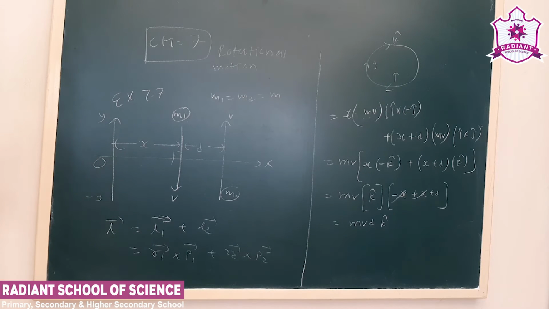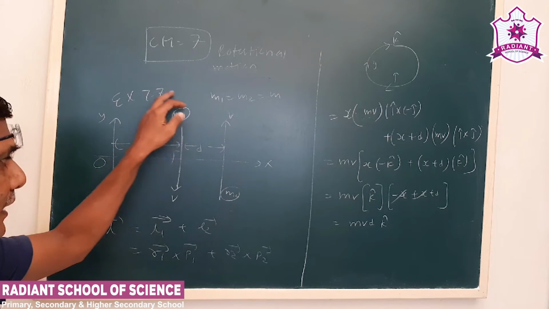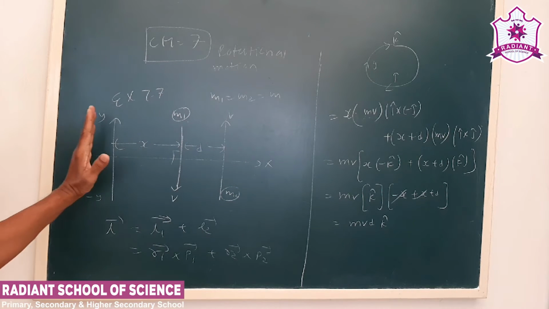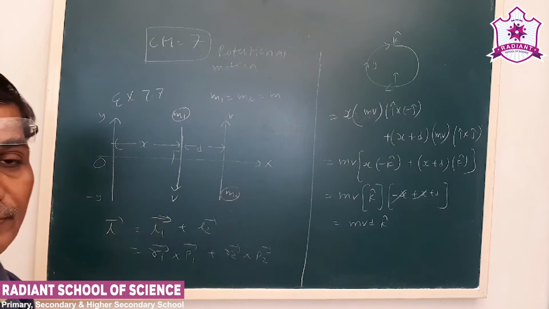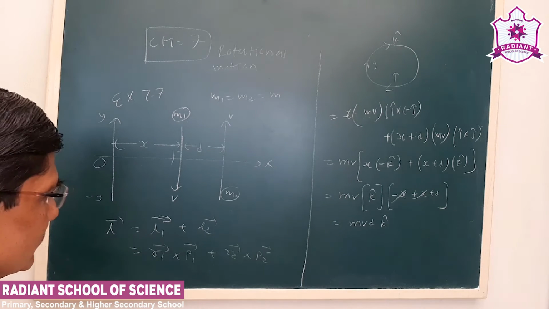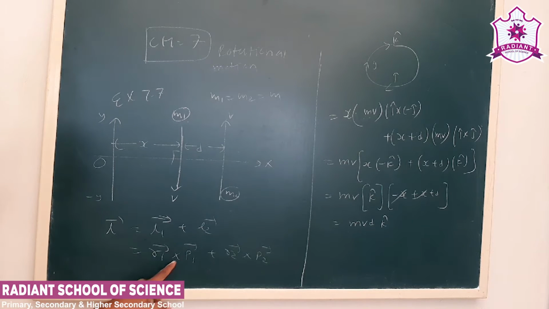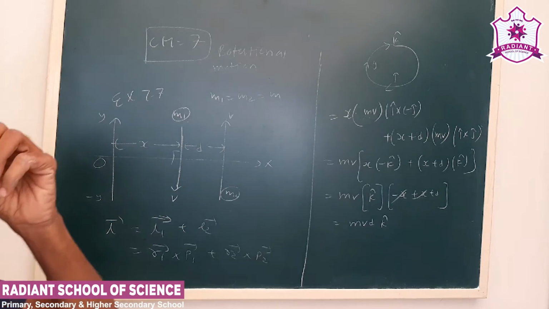Here, it is a two particle system, two particles of the same mass moving in mutually opposite directions with reference to the origin at distances of x and x plus d respectively. We have to prove that angular momentum does not depend on the position. So it is r1 cross p1 plus r2 cross p2. r is a distance, that is x here. And the velocity is a vector quantity.